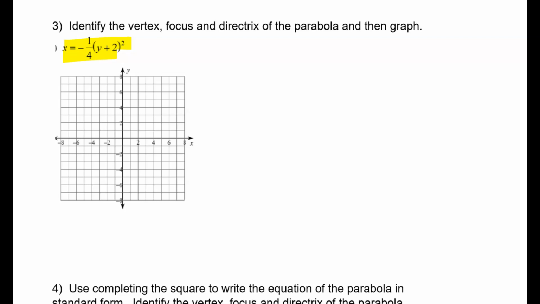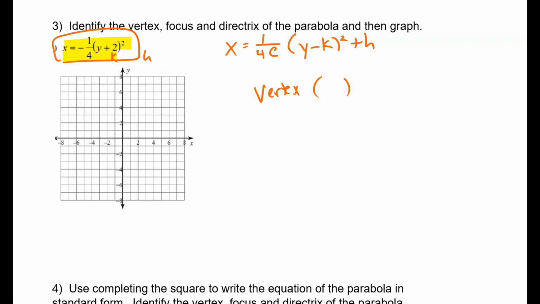So with this one, let's rewrite our form down. This is when we get x is equal to 1 over 4c times the quantity y minus k squared plus h. So the nice thing is this is exactly already taken care of. We do not have to use completing the square in order to do so. So first thing you're going to do is pull out your vertex. So the vertex of this one, this would be k, h would be here. Well, there is no h, so that means it's 0. It's going to be at 0, negative 2.